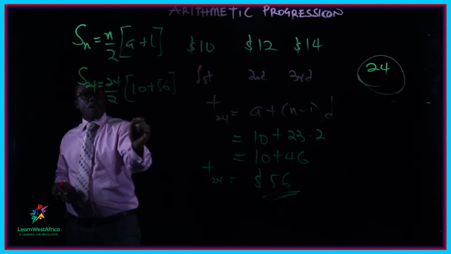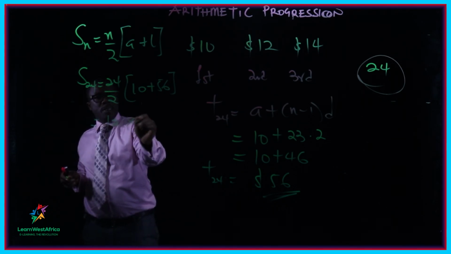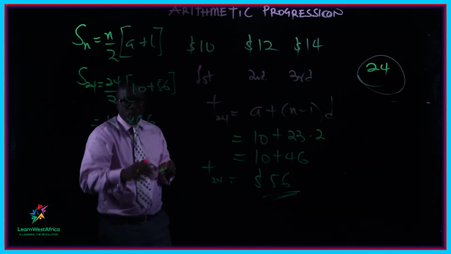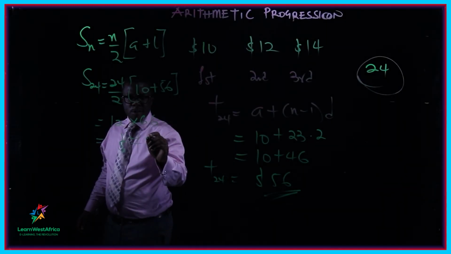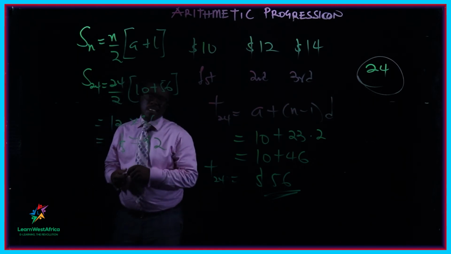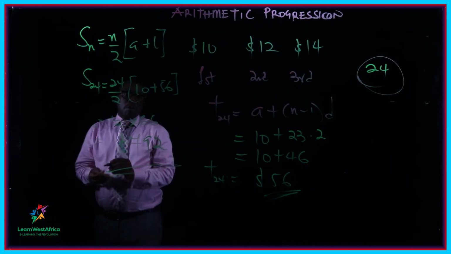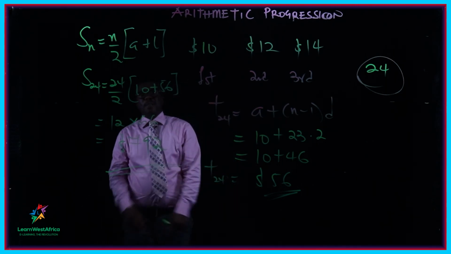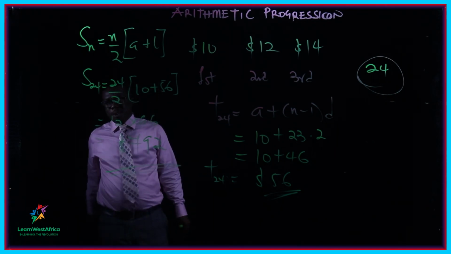So that's going to give you 12 times 66. And what is 12 times 66, right? Because 10 plus 56 is 66. Okay, so this should give you $792. Yes, it should give you $792. So Miriam's total outlay, the amount of money that she would have to pay for the loan that she took, was $792. I hope that is very clear for you.